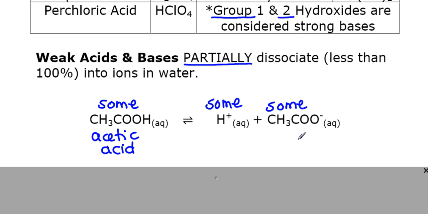Because there's a little bit of everything present, they behave differently and they set themselves up in something called an equilibrium, which means it's a process where you have some of the ions form, then they reform to give you your acid molecule, and it goes back and forth. It uses a special arrow. It's a half arrow in the forward direction and a half arrow in the reverse. This is called an equilibrium arrow.